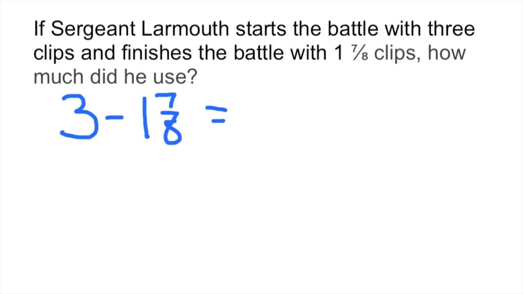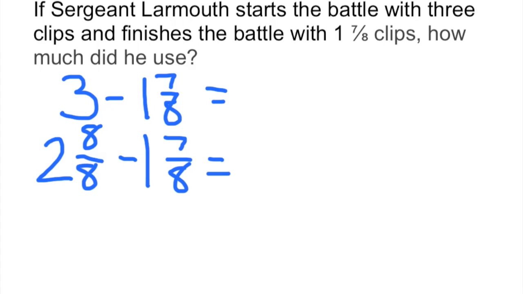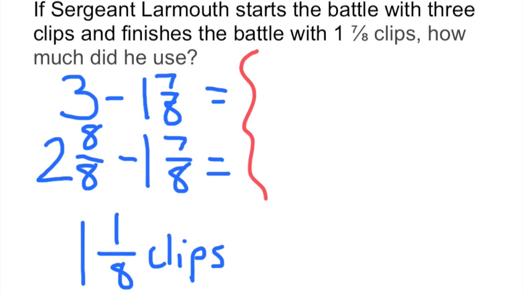We can use borrowing, because right now we're not able to take this fraction from 3, so we could go 3 is the same as 2 whole plus 8 out of 8. 8 out of 8 is 1 whole, so 8 out of 8 plus the 2 is still 3 whole together, minus 1 7/8, which will give us a final answer of 2 minus 1 is 1. 8 over 8 minus 7 out of 8 is 1/8. 1 1/8 clips.